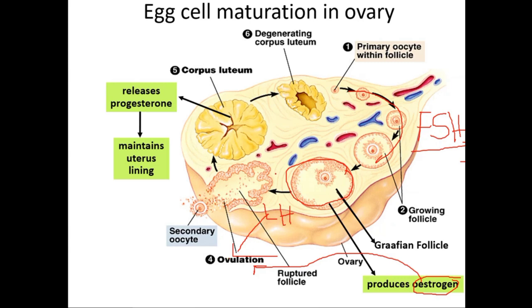LH works on ovulation. Then you have this structure you call the corpus luteum, and the corpus luteum releases progesterone. And what does progesterone do? It maintains the uterus lining. So it makes sure it stays thick. So as long as there's a corpus luteum, it stays thick. But as the corpus luteum disintegrates, progesterone drops and the endometrium will break down, as I'm going to show you guys now.